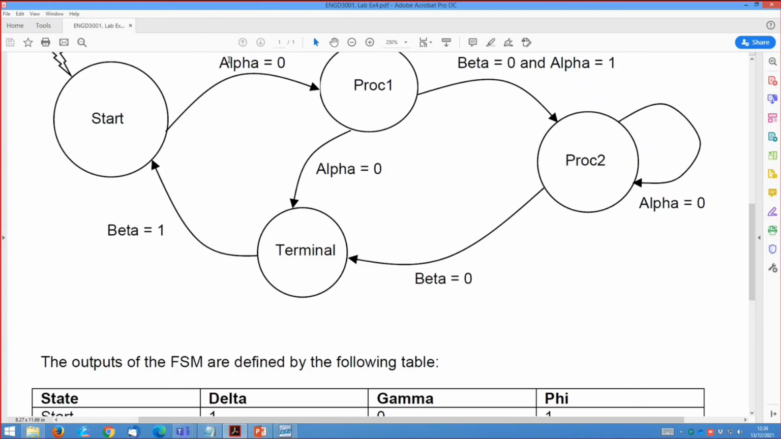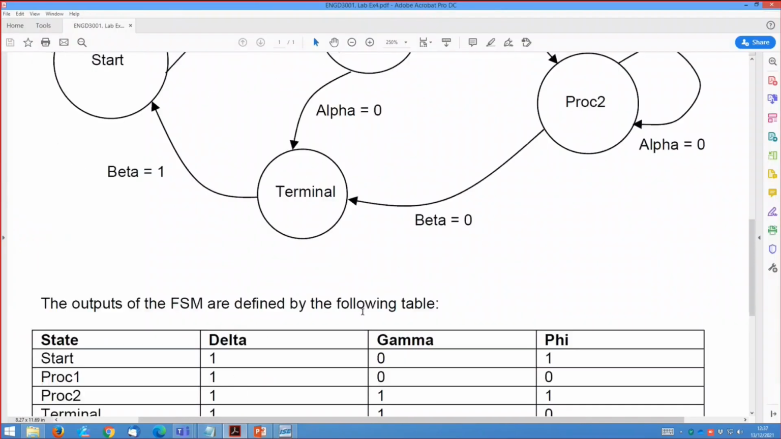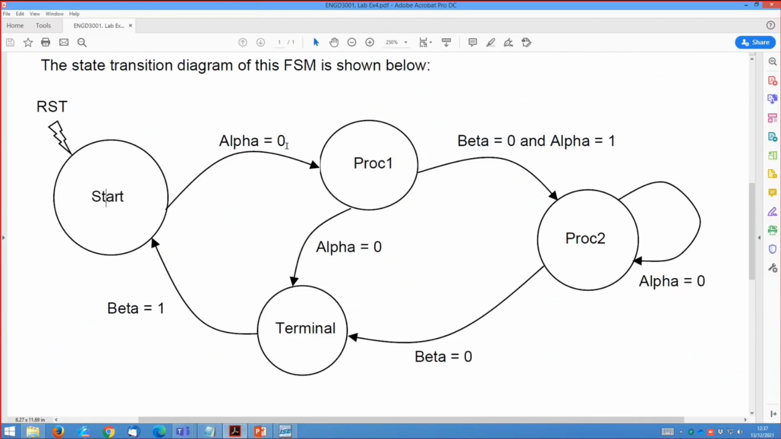And if I ensure that alpha is 0 at that point, I can stay in start for a while. And here you can see that what is basically happening is I keep that state for a while, and then as soon as I've got my alpha in 0, I can then move and change state to 1, 0, 0. And if I look at what 1, 0, 0 corresponds to, 1, 0, 0 now corresponds to proc 1. So as soon as alpha was made 0, I can move from start to proc 1.